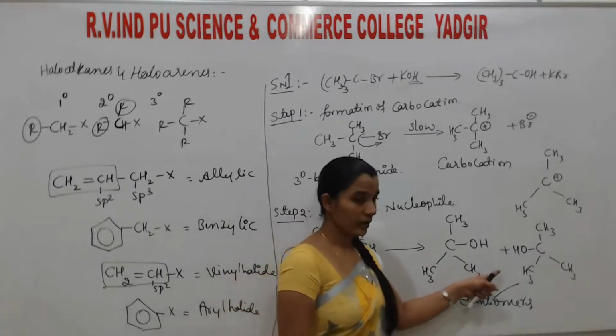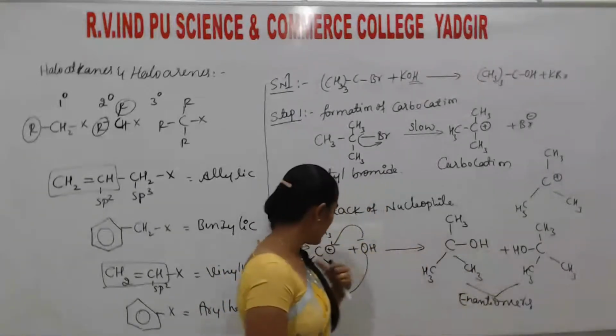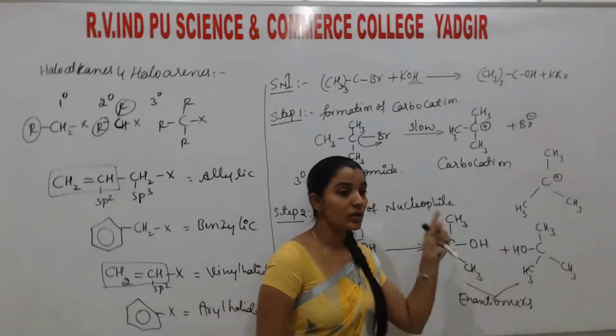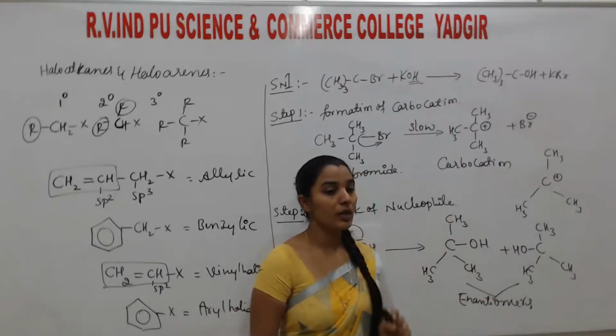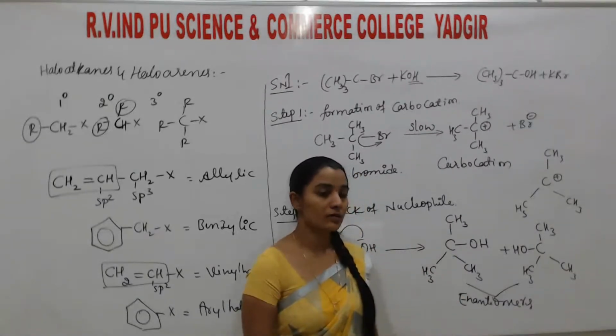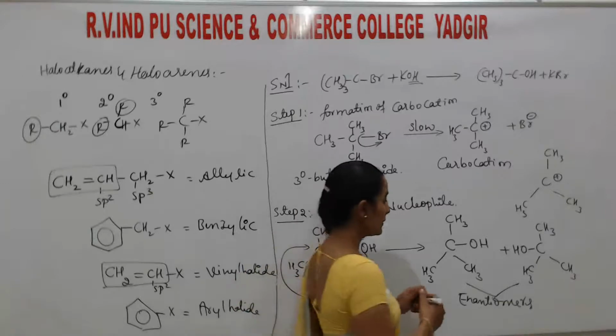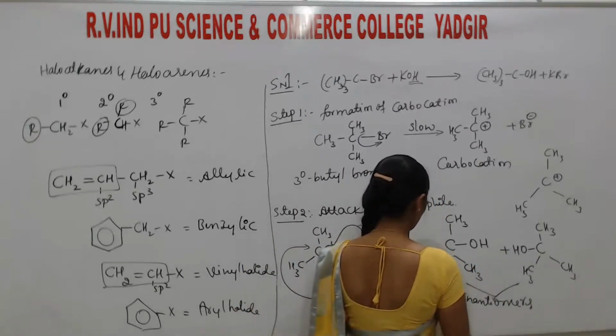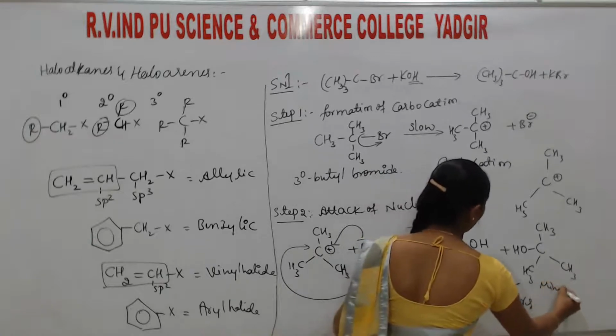Understand? So that's why in this we will get a mixture of mirror images, specifically non-superimposable mirror images. Those are called as what? Enantiomers. Okay? And listen here. If OH is there, this is the major part. This one is the minor.